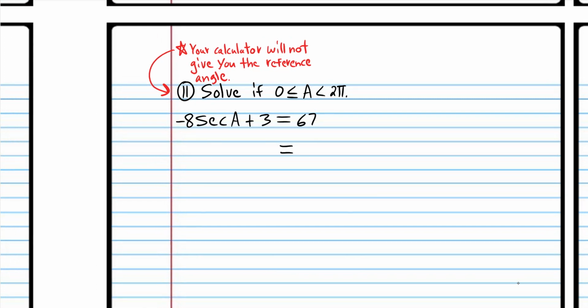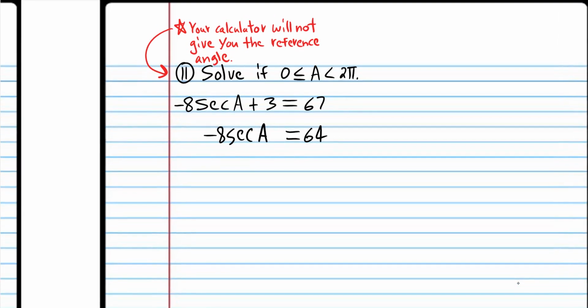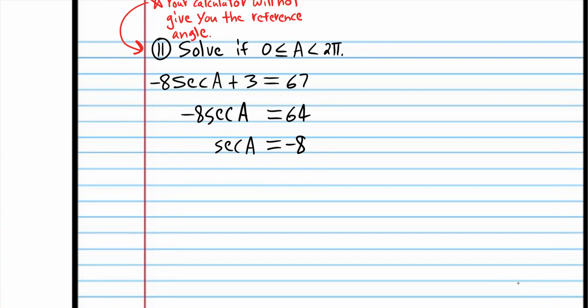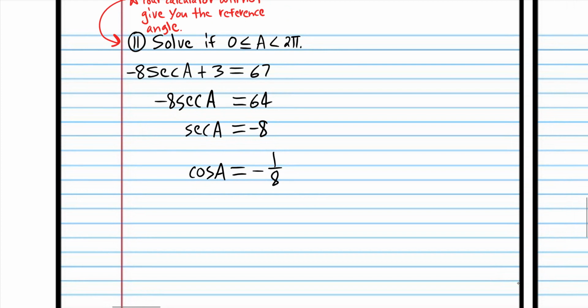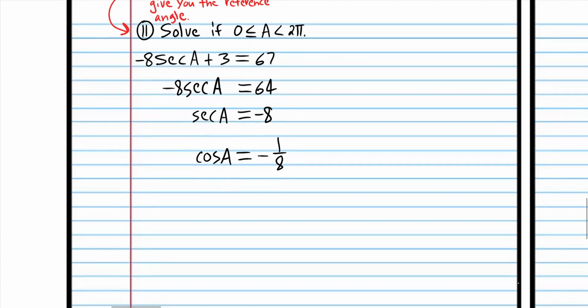Alright, we're back, so I'm going to subtract 3 from both sides to isolate the secant function, and I'm going to divide both sides by -8. And you don't really have to show the work, but if secant A is equal to -8, then cosine A is equal to -1/8. Again, that may sound weird, but it's just going to be second nature to you.